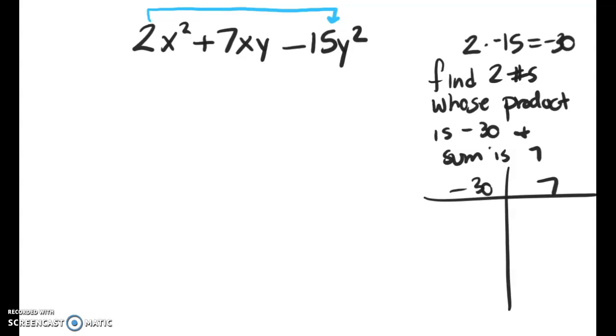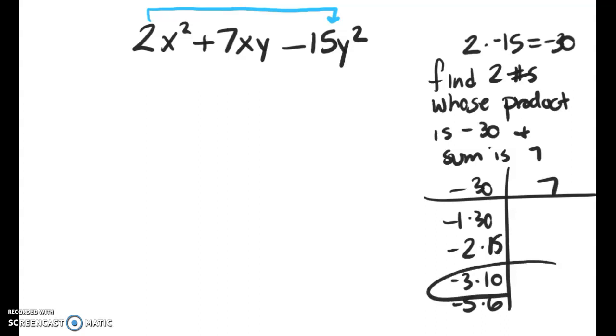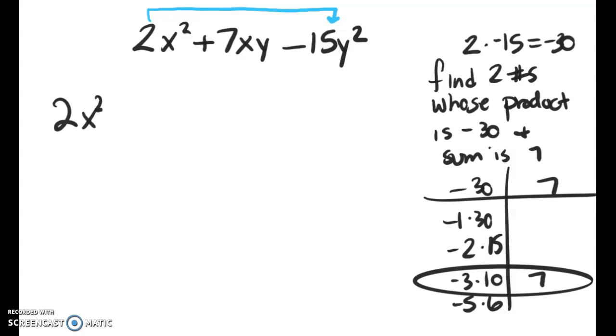So let's write out those factors of 30. Now, I know that one of them has to be negative. So 30 is divisible by 2. It's also divisible by 3. It's not divisible by 4, but it is divisible by 6 and 5. So these two numbers multiply to give me negative 30, but add to give me 7. And so I'm going to replace this original middle term with minus 3xy plus 10xy.